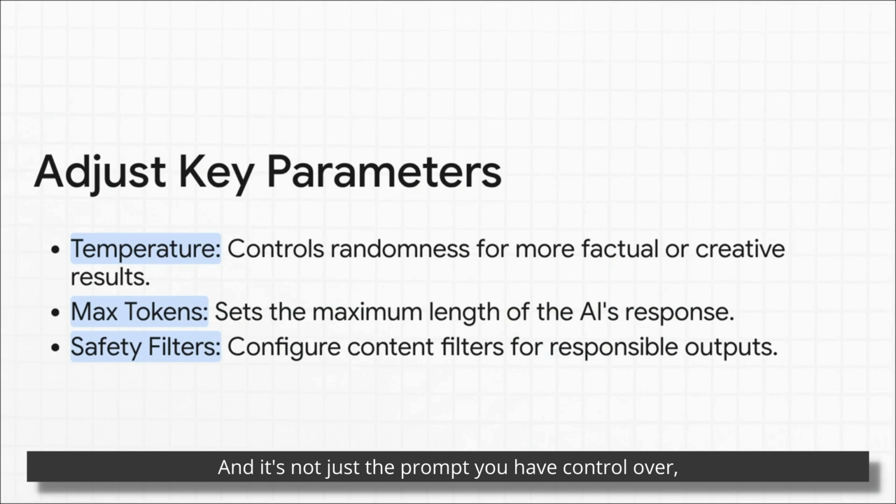And it's not just the prompt you have control over. You can actually fine-tune the model's brain with these key settings. So, you want a creative brainstorming partner? You turn the temperature up. Need a precise by-the-book answer? Turn it down. You can also control exactly how long the response is with max tokens and even adjust the safety filters to match what you're trying to build.